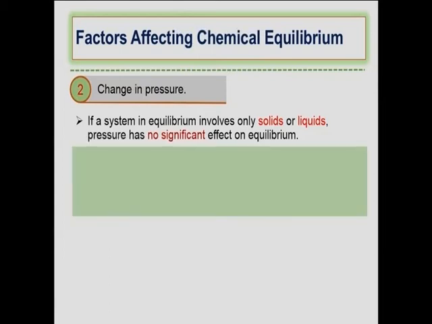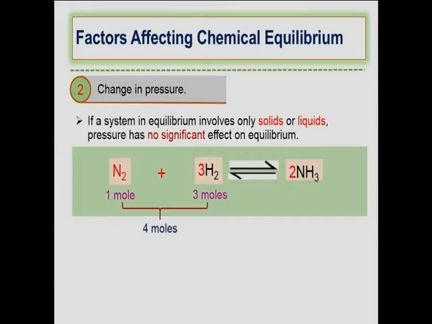So let's see here. You have nitrogen and hydrogen reacting to give ammonia. You have 1 mole of nitrogen and 3 moles of hydrogen, giving us 2 moles of ammonia, and on the reactant side we have 4 moles. So now the volume at the reactant side is larger than the volume at the product side.